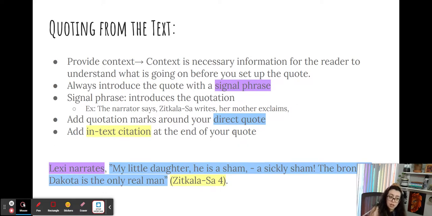We want to add quotation marks around your direct quote, and we want to add an in-text citation at the end of your quote. So here we have Lexi narrates, and then my little daughter, he is a sham, a sickly sham. The Bronze Dakota is the only real man, right? That's the quotation. Then we have the citation here at the end.